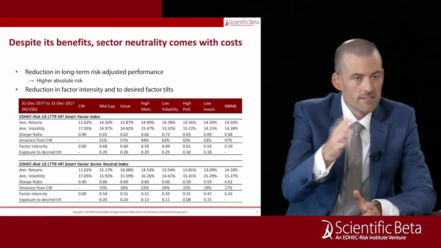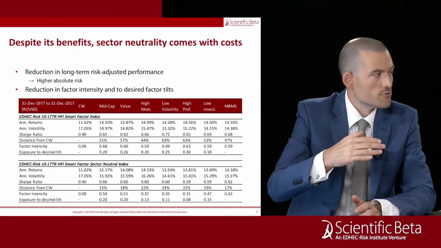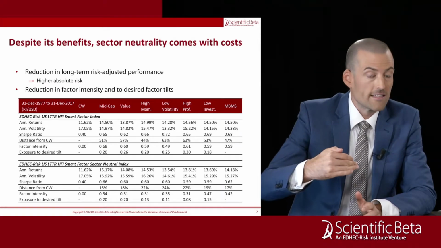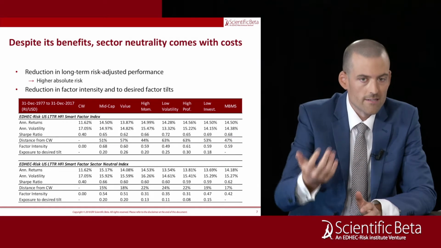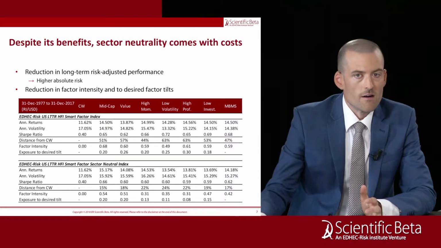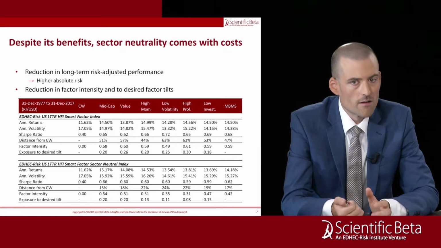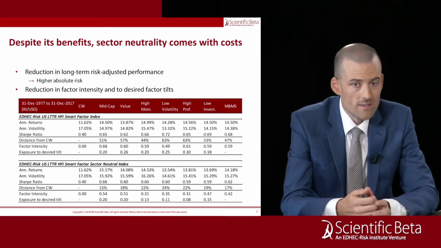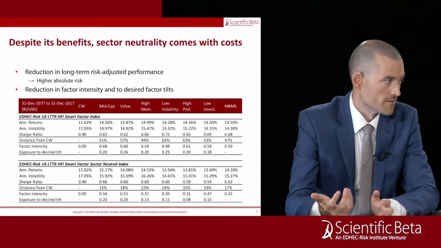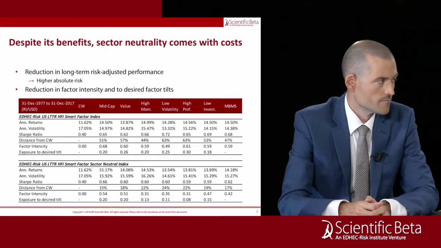We see that for the single factors, mid-cap, value, high momentum, the exposure to the desired tilt might be reduced by more than 50%. So it's really important and can have a negative impact on the overall factor intensity of smart factors. So, in summary, investors are less efficiently exposed to long-term rewarded risk factors with sector neutrality, and so they should expect lower risk-adjusted performance. Okay, so sector neutrality has a price in terms of long-term performance.